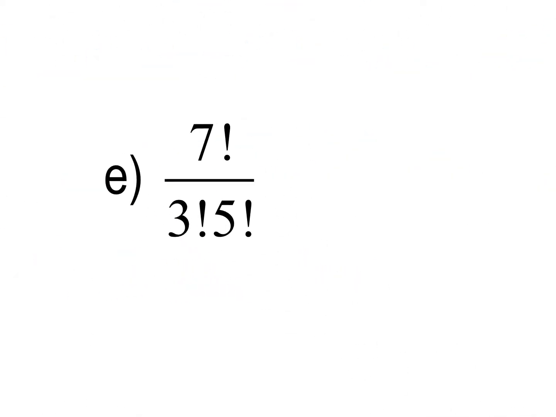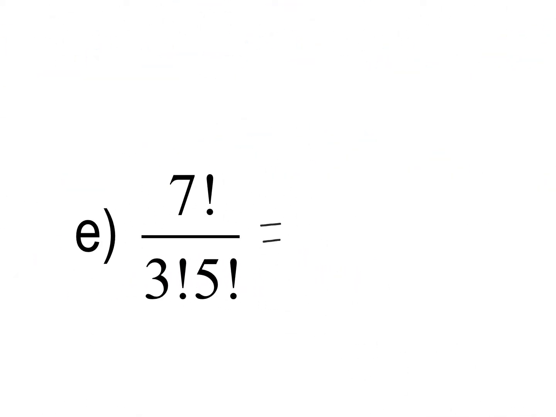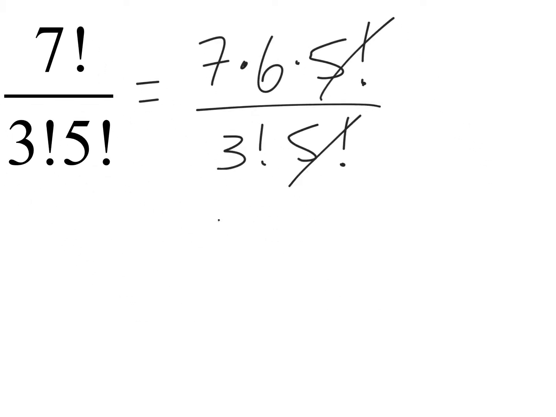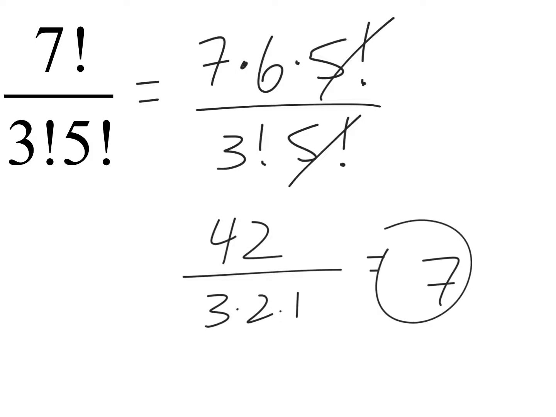How about this one? 7 factorial over 3 factorial times 5 factorial, let's try that shortcut. I'm going to do 7 times 6 times 5 factorial, and 3 factorial, 5 factorial in the bottom. Okay, the reason why I wrote this 7 factorial as this is so that I could cancel my 5 factorials. That's a shortcut and a step that I want you guys to be able to recognize. 7 times 6 is 42. 3 factorial is 3 times 2 times 1, which is just 6. 42 divided by 6 is 7.